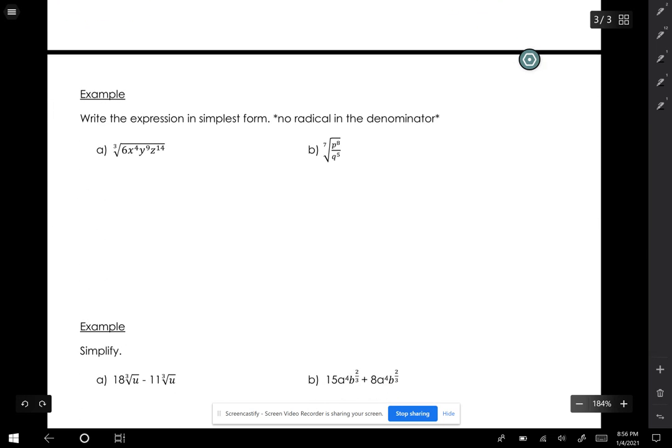Okay, in this next example, we're going to write each expression in simplest form, and we want no radicals in the denominator, so no roots in the denominator. So for part A, I have the cubed root of all of this.